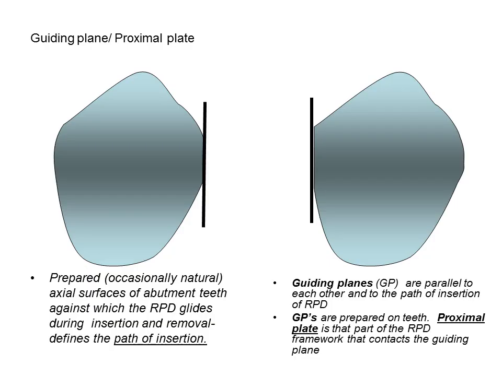Guiding planes are prepared or naturally occurring parallel tooth surfaces, which define the path of insertion of the partial denture. The metal component approximating the guide plane is called the proximal plate. It is very easy but inaccurate and confusing to use these terms synonymously. One is a tooth surface, the other is a partial denture component.